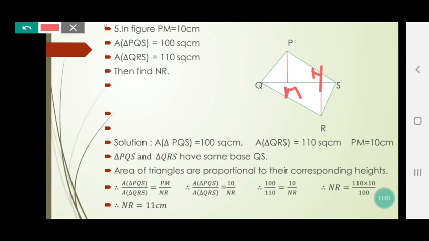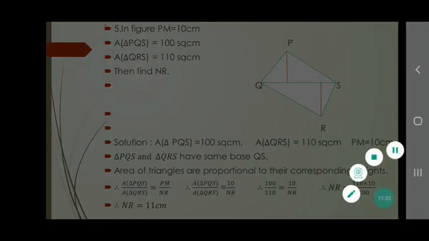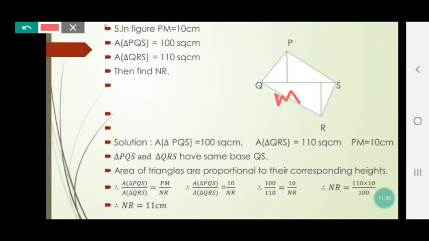Okay. Now here what we observe is both the triangles are having the same base. Okay. That is base QS. Fine. So the ratios of the areas will be proportional to the ratios of the corresponding heights. So that will be PM upon, this is PM, this is RN, right?